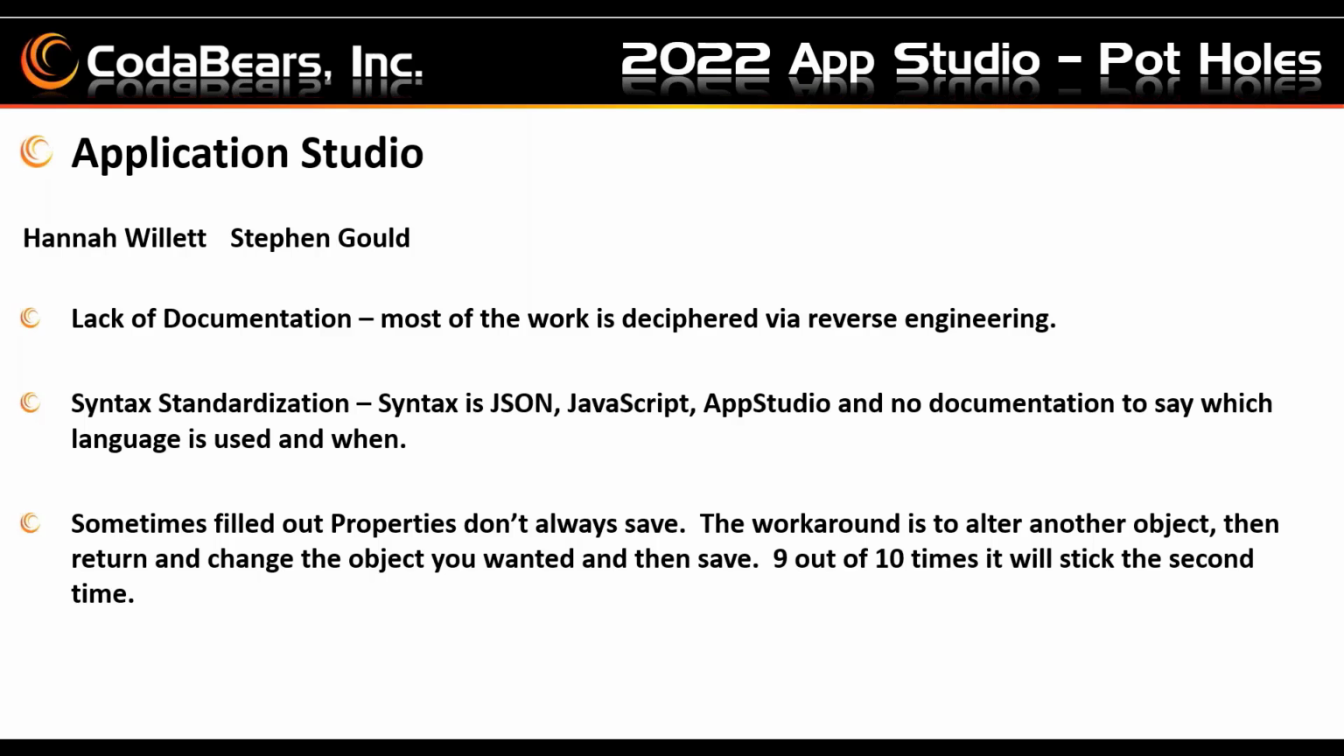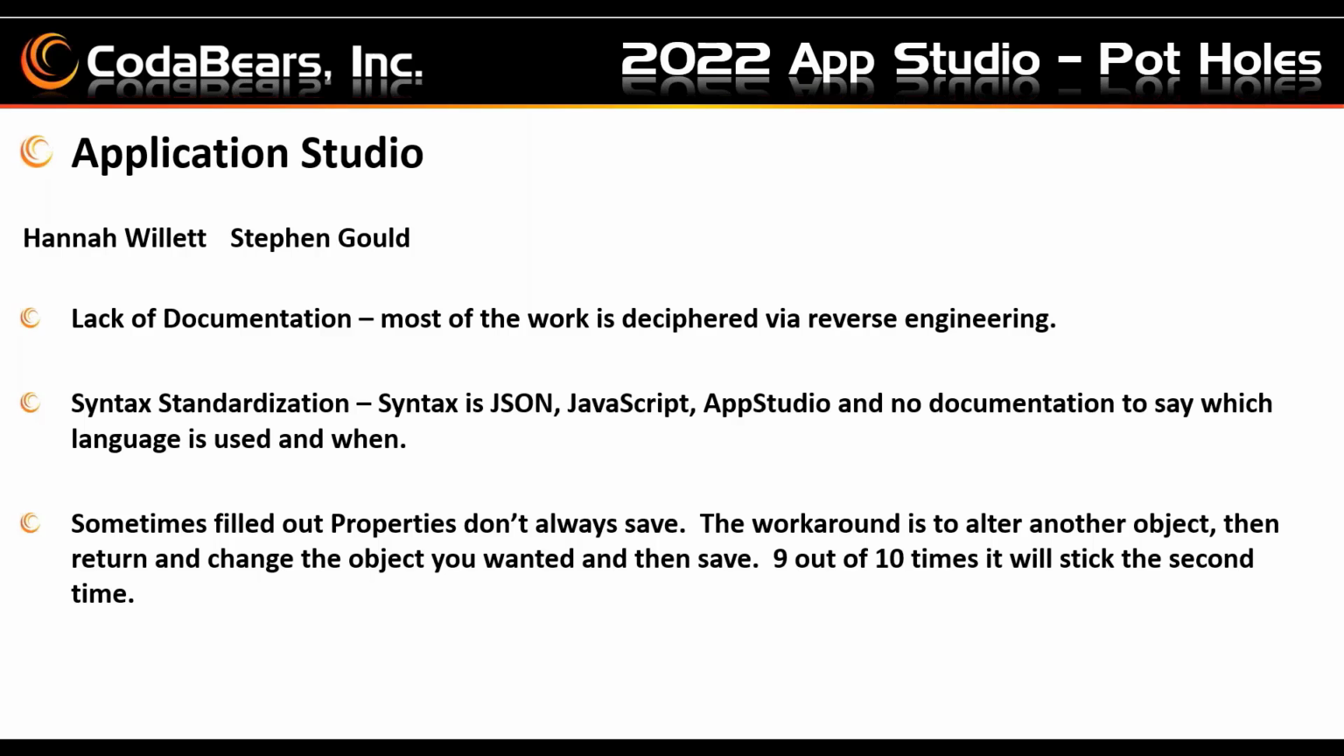Hannah had the same problem that I was also finding. Properties don't always save. When they don't, the workaround is to change the property on another object, go back to the original object you were trying to update, and make the change there. She was saying 9 out of 10 times it sticks the second time around.